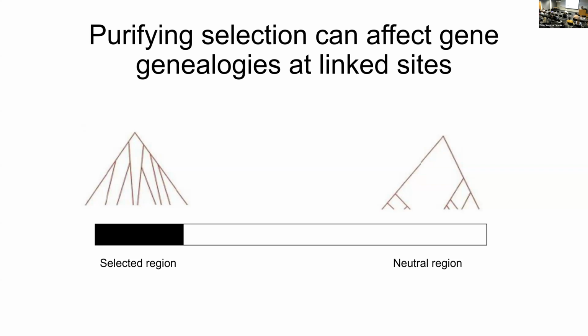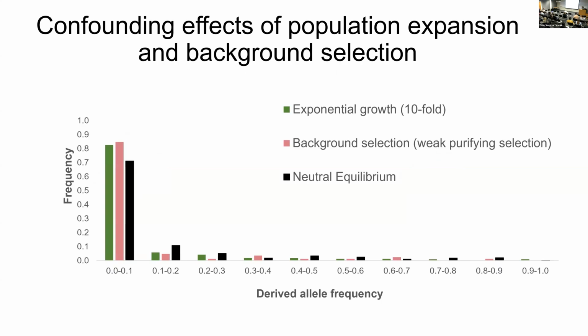So when the genealogy is shifted, it ends up resulting in more singletons in the genome. This is a site frequency spectrum, the distribution of allele frequencies in the population. The black bars show you what would happen if you have a neutral population under equilibrium. But if you have background selection, that is, the input of deleterious mutations in that population, the site frequency spectrum that you expect actually becomes left skewed. So many more singletons in that population.